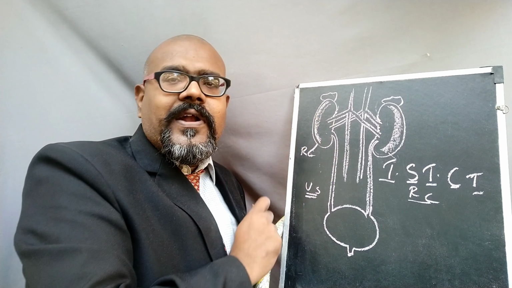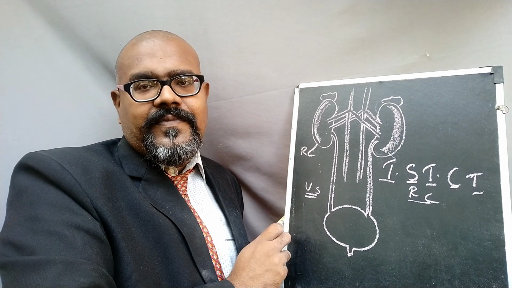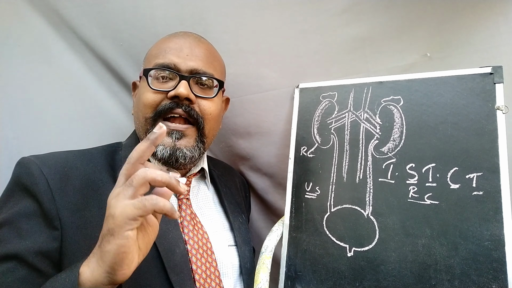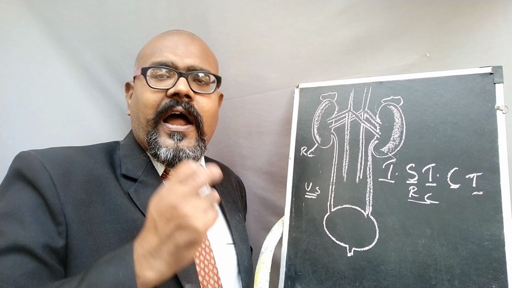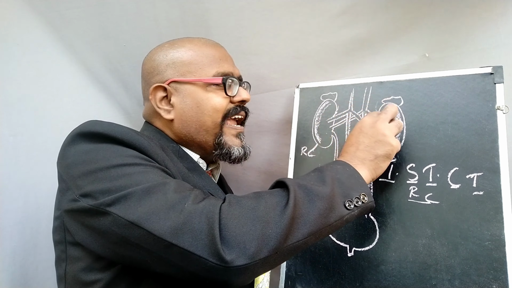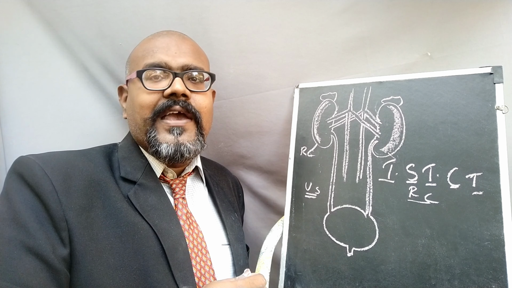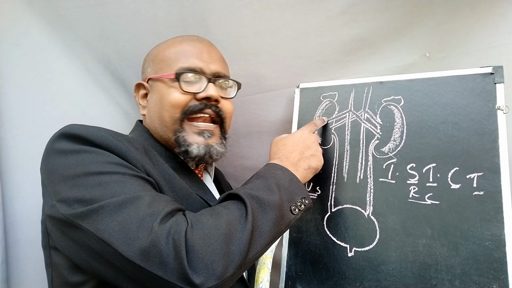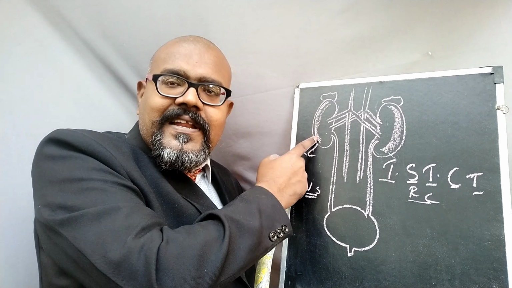In the concave border there is the entry of the artery. Arteries always carry the oxygenated blood. And there is also the entry of veins. Veins always carry the deoxygenated blood. The reason for the entry of the arteries and veins here is for the supply of oxygen and for the removal of carbon dioxide and other waste from the kidney.